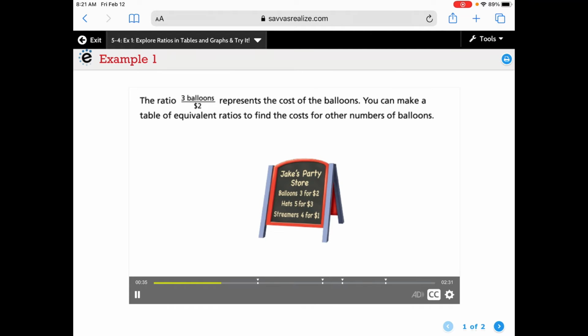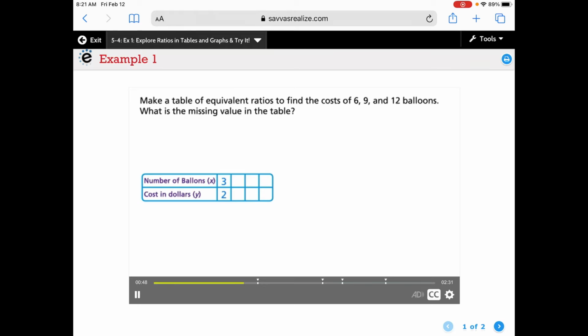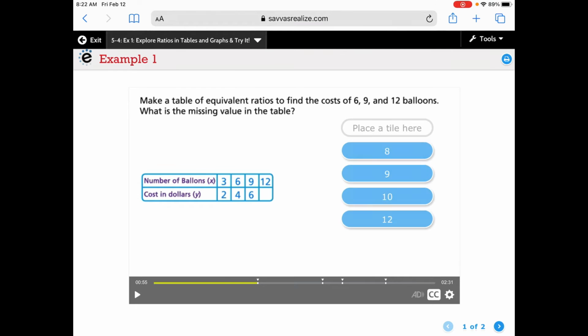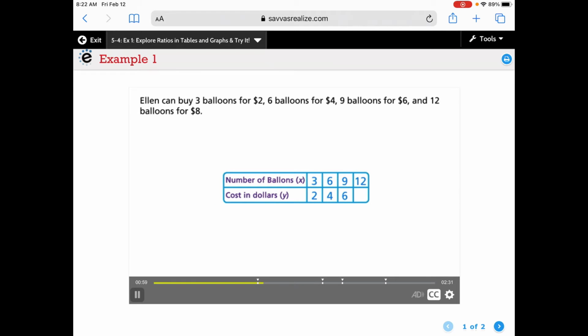Okay. The ratio 3 balloons to $2 represents the cost of the balloons. You can make a table of equivalent ratios to find the cost of the other balloons. So X will be our balloons, which is represented by 3. The cost in dollars is 2. All right, then we double this and triple it and then quadruple it. So we can multiply 3 by 4 to get 12. All right, so we multiply 2 by 4 to get 8. Ellen can buy 3 balloons for $2, 6 balloons for $4, 9 balloons for $6, and 12 balloons for $8.